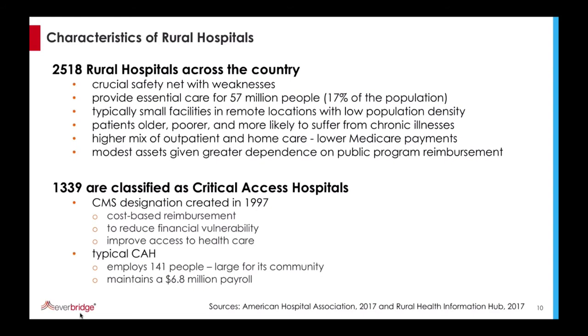Of those 2,500 or so, about half, more or less, are classified as critical access hospitals, significant because this was a new designation, now about 20 years old, that Health and Human Services, or the Centers for Medicare and Medicaid Services, created. And the distinct difference is that it's a cost-based reimbursement of about 101% of eligible costs. That was intended to reduce the financial vulnerability of these institutions throughout the country, and in doing so, maintain and hopefully even improve access to health care by residents in those counties.